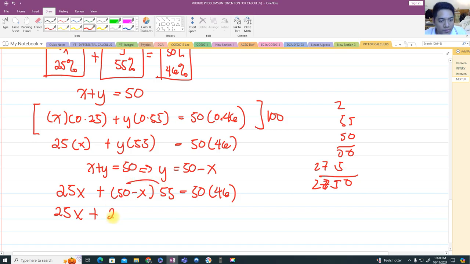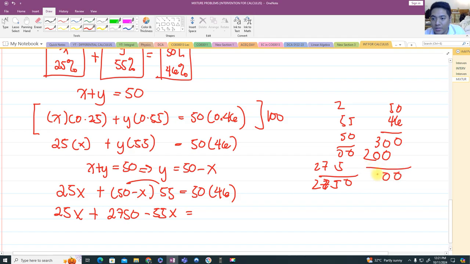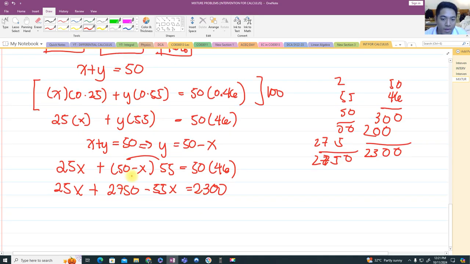So, distribute. That would be 2750 minus 55x. Then, you go 50 times 46. We have 0, 0. Oh, sorry, that's not right. Okay, so we have 46 times 50. We have 0 and then 30. 6 times 5, so 0 and then we have 20. So we have 0, 0, 3. 2,300. So 2,300. Okay. So combining like terms, we have this.